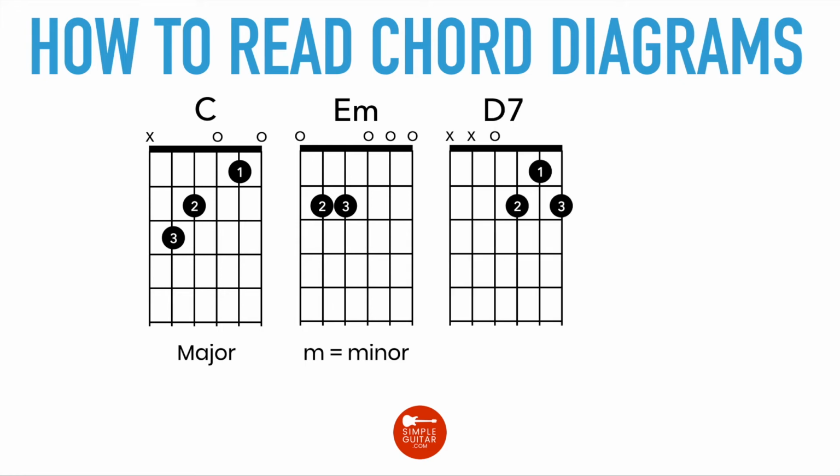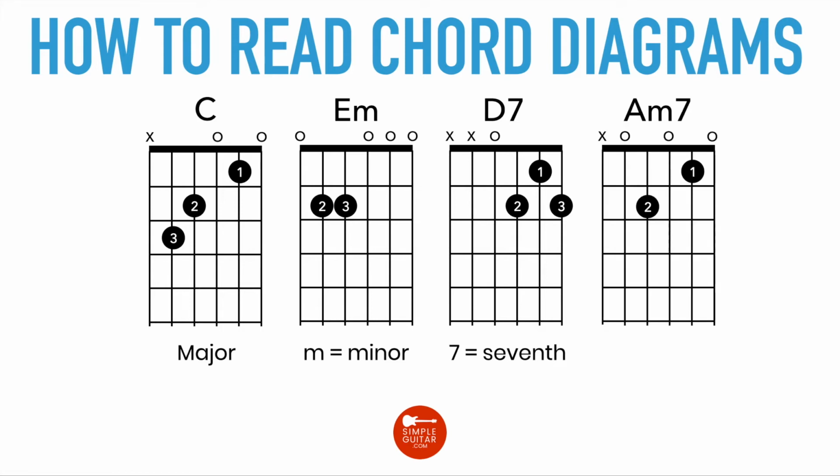So let's look at this one too. This is a D7 chord, which is a seventh type chord, okay? So this is just a different type of chord, and it has its own sound. If I play this D7 chord here, it's going to sound like this. So a seventh chord is just a different type of chord, just like a minor chord and a major chord, and it has its own sound.